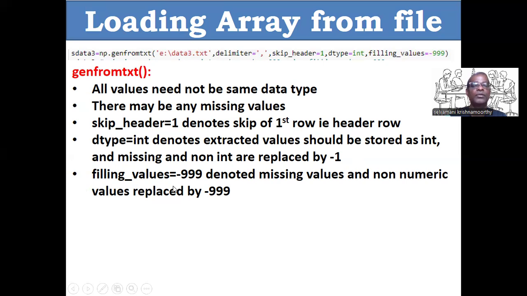filling_values equal to -999. It may be any number. Whatever number you want, you can give. It denotes missing values or non-numeric values are replaced by -999. If filling_values is not given, all missing and non-int values will be replaced by -1. Instead of -1, if I want to replace with -999, then you can use filling_values. Is it correct? I hope it is clear to all.